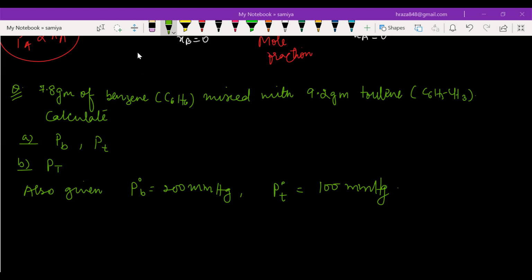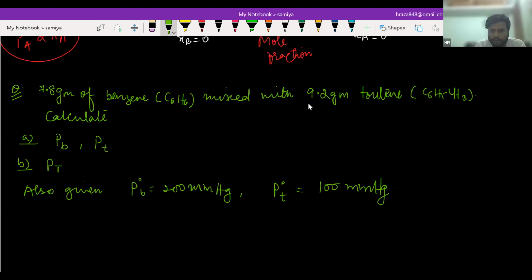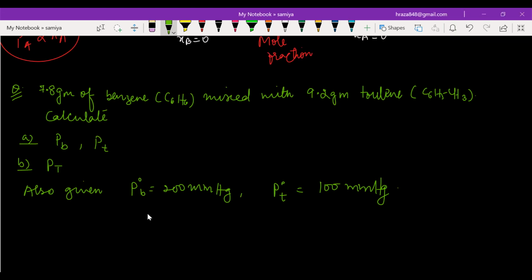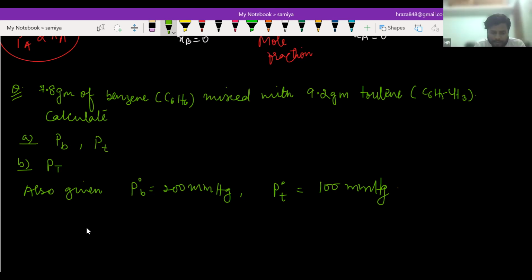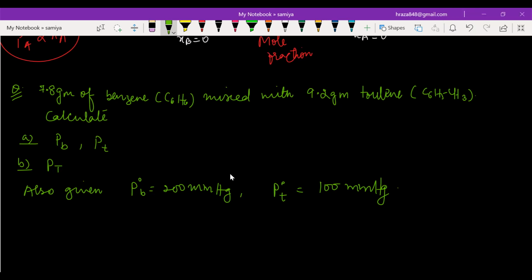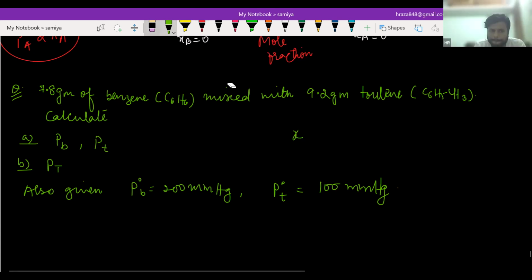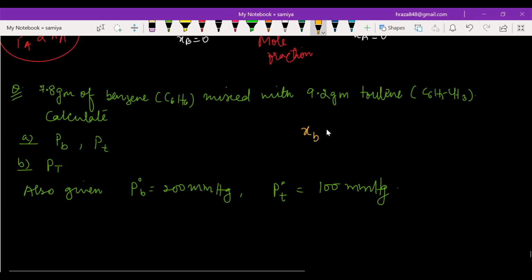Can you do this? Sir, the mole fraction of toluene is 0.01, right? What you just said, this is 7.8. Toluene. Again, tell me. That the mole fraction is 0.01. Mole fraction of what? Toluene. Are you asking me? Yeah.